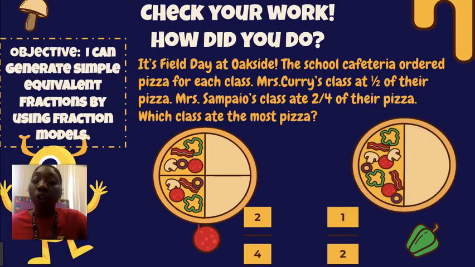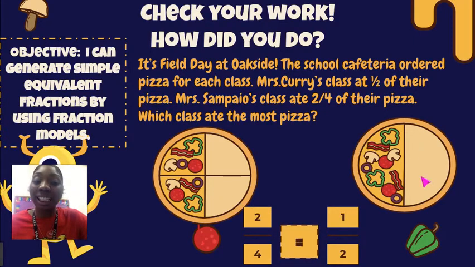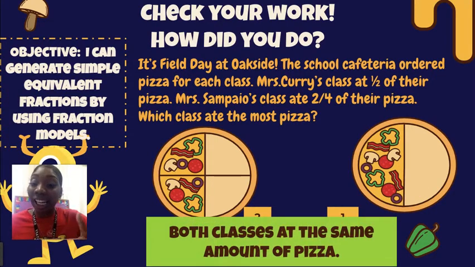And now I'm going to draw a picture of Mrs. Curry's class having a pizza pie that was broken into halves, and 1 out of the 2 pieces are gone. So now we have to look. Are these 2 fractions equivalent? Did both classes eat the same amount of pizza? Well, yes, they did. Both classes, even though they were broken into different parts, ate the same amount of pizza. They both still look like they ate half the pizza. So both classes ate the same amount of pizza.